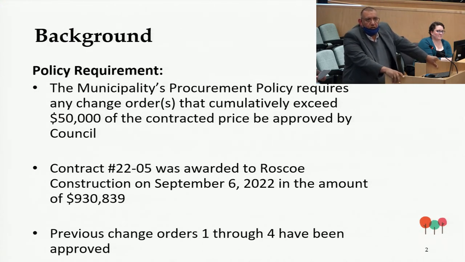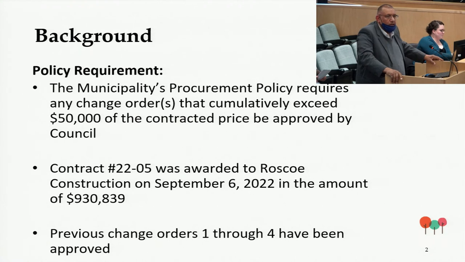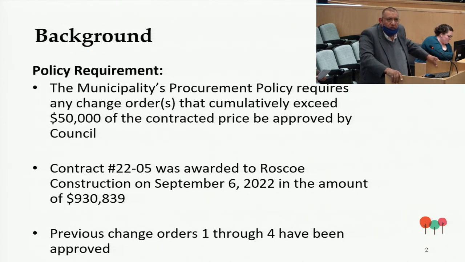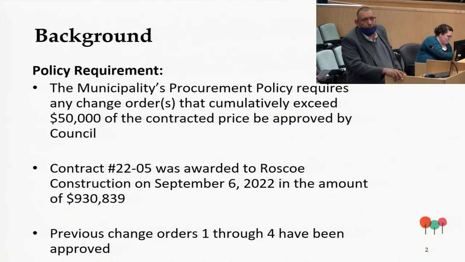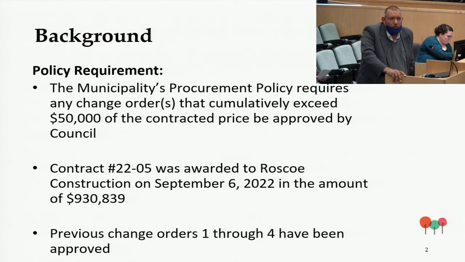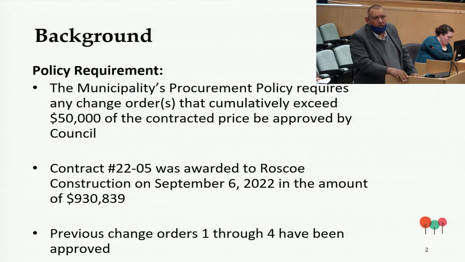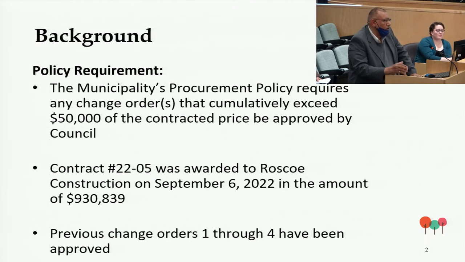And also the reason for this RFID is to comply with the policy that any amount exceeding $50,000 of the contracted price be approved by the council. Contract 22-05 was awarded to Rosco for construction on September 6, 22 in the amount of $930,839. Previous change orders 1 through 4 have been approved by council.